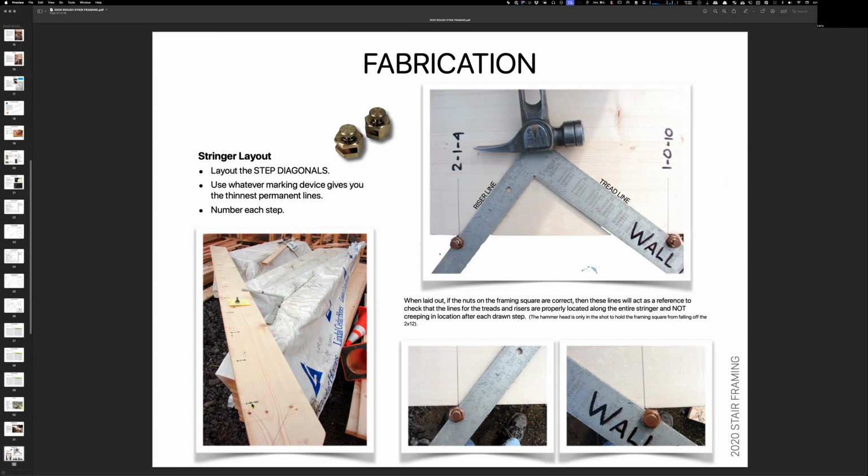But here's the step diagonals right here. You see how I mark them? That's a really thin pen line, and then I just do a Sharpie number so that I can make sure I don't miss anything. And you don't have to do this. This is just the way I do it.